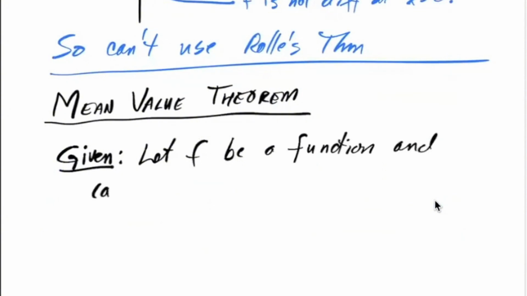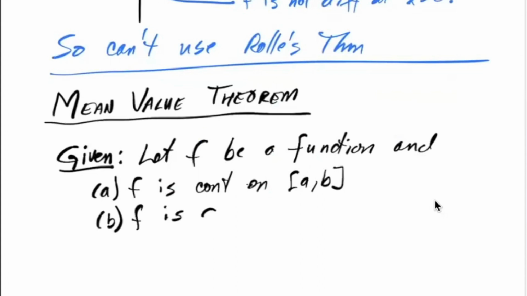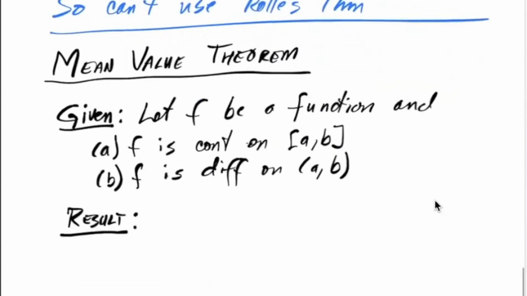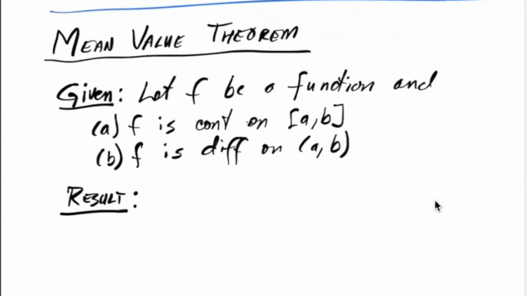Given a function, just like we did in Rolle's theorem, in this case we have two conditions. We have f is continuous on the closed interval from a to b, and f is differentiable on the open interval from a to b. That's it. Notice how this is different from Rolle's theorem. In Rolle's theorem, we have a third condition, and that third condition is f(a) equals f(b). We don't need it for the mean value theorem. The result we get looks a little more complicated, but it covers more cases than Rolle's theorem.